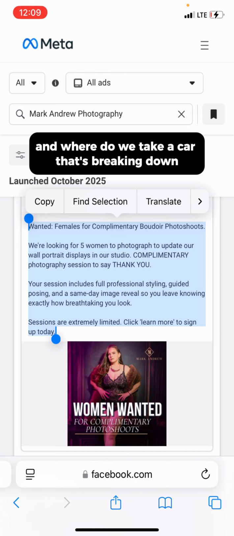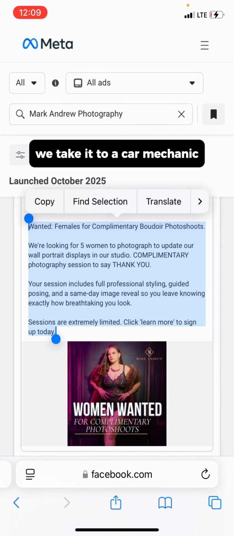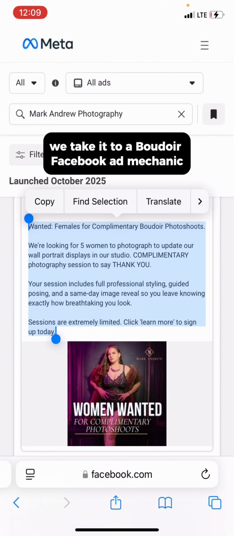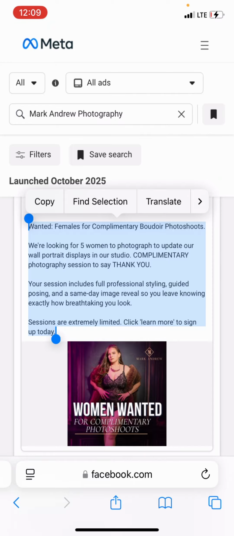Like a car that's performing worse and worse over time, it's a breaking down car. And where do we take a car that's breaking down? We take it to a car mechanic. Similarly, where do we take a Boudoir Facebook ad that is breaking down? Well, we take it to a Boudoir Facebook ad mechanic.